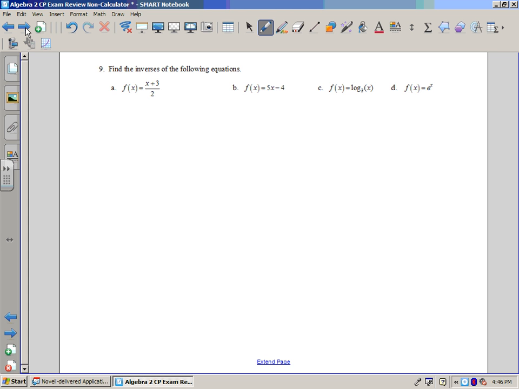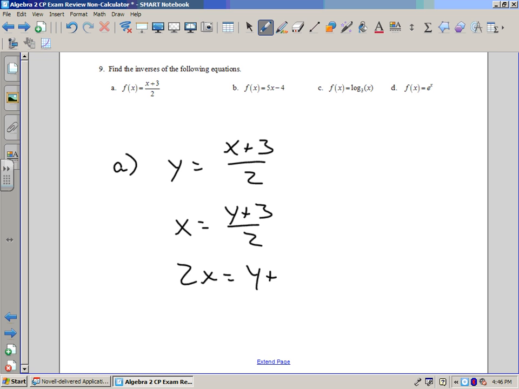Find the inverse. This is for A. We've got y equals (x plus 3) over 2. To find the inverse, you switch the x and the y's. So x is equal to (y plus 3) divided by 2. So 2x is equal to y plus 3. Y is equal to 2x minus 3.